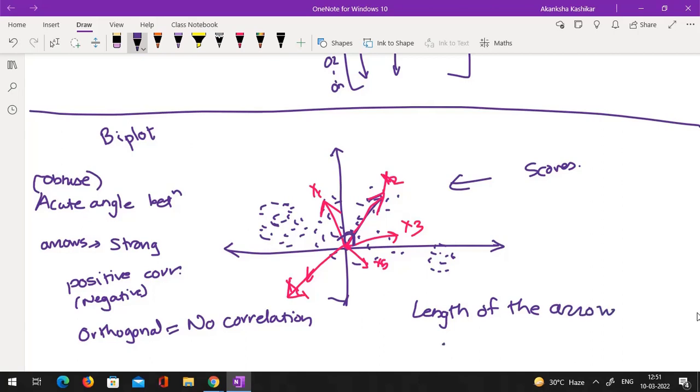The length of the arrow is proportional to the variance of the individual variables. So variables which have high variance will have longer arrows. And variables which are very close to each other, because the angle is less, are kind of grouping together. So grouping between variables can also be seen. Grouping among observations can of course be seen via a biplot.